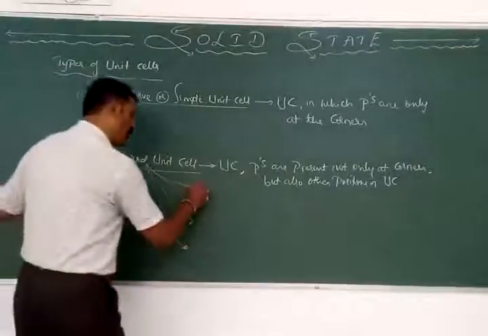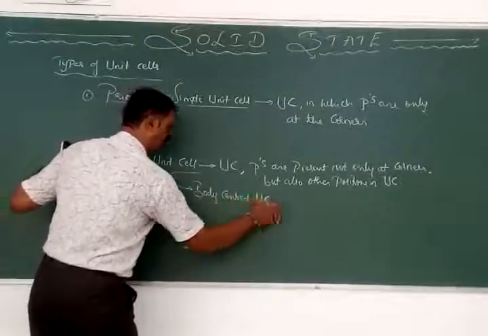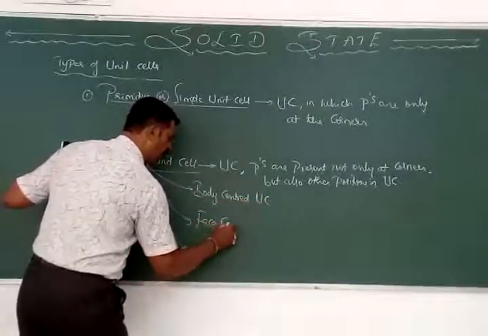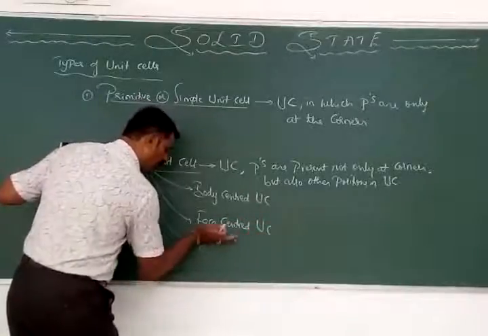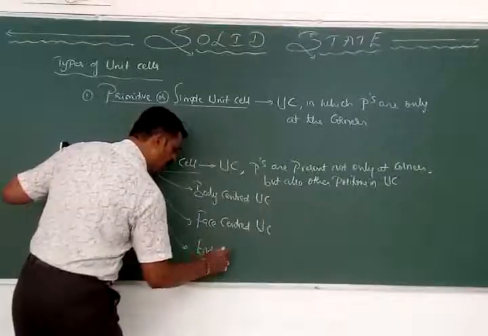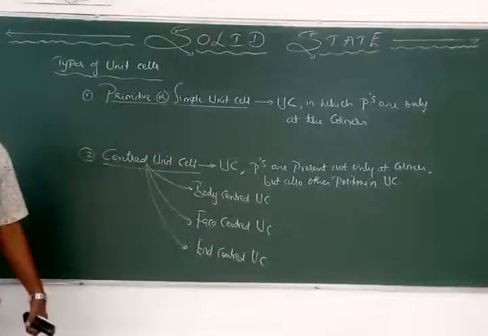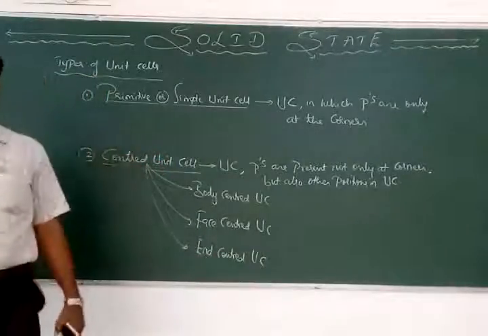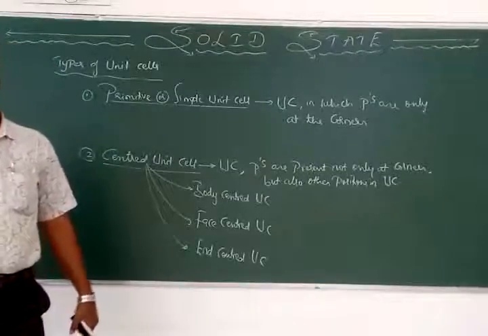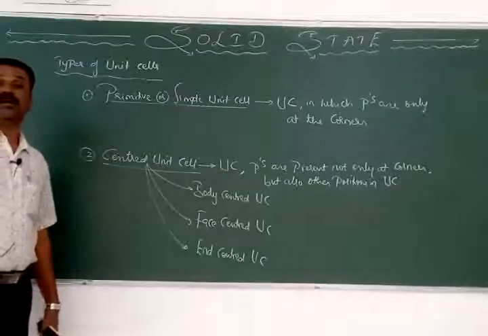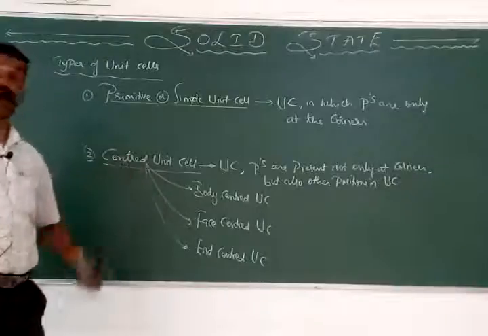One is the body centered unit cell, the face centered unit cell, and then the end centered unit cell. All are centered unit cells. Means the particles are not only at the corners but also at any other part of the unit cell. Apart from the corner particles, it is considered a centered unit cell.